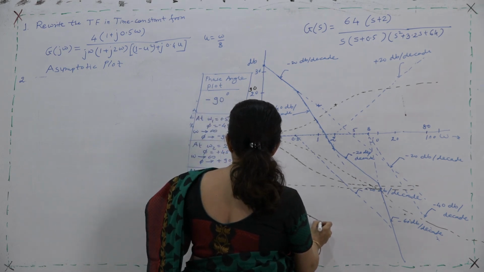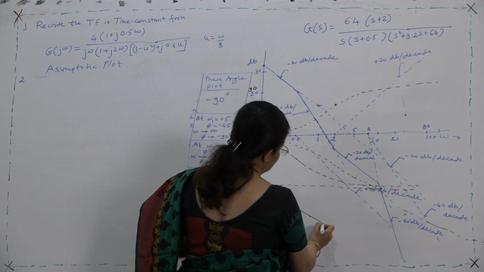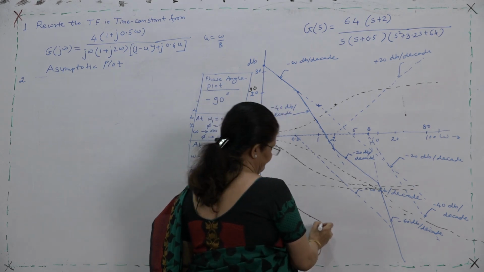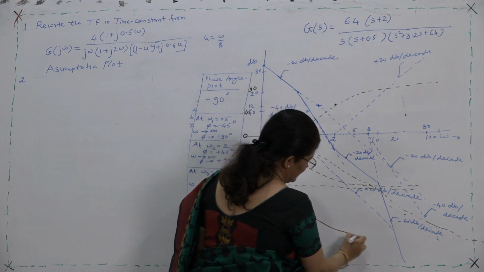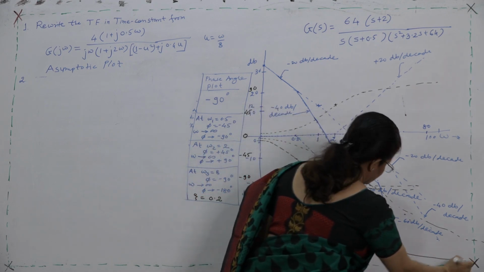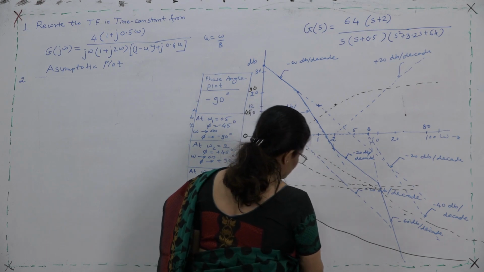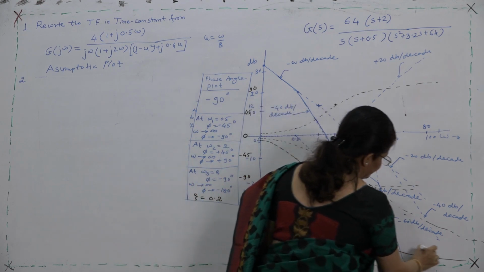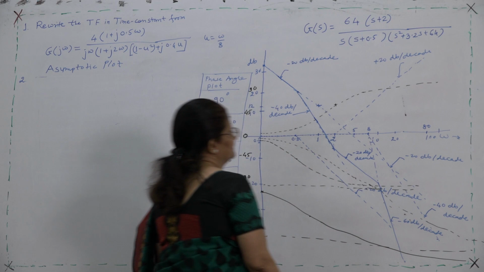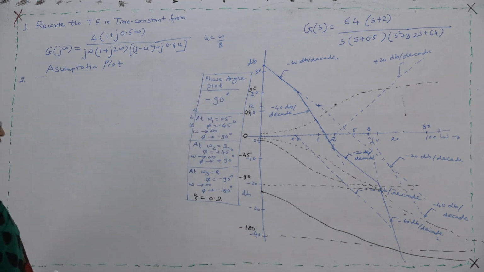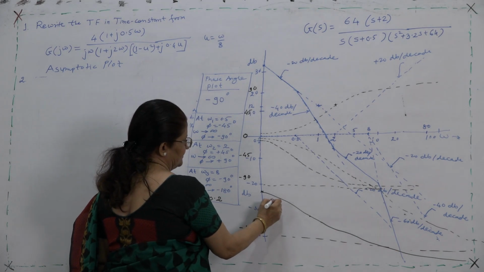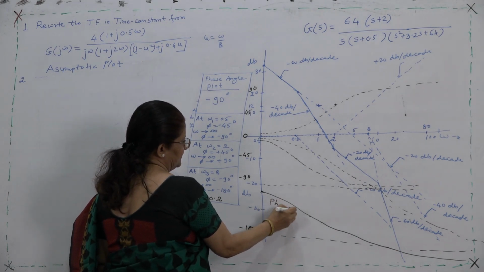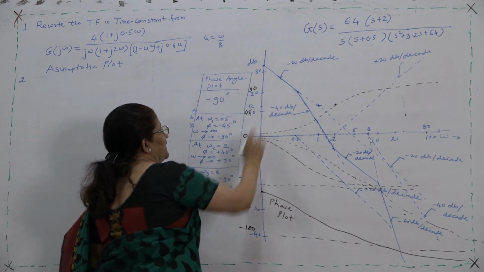As it is going to minus 180 and minus 90, it will cross minus 180 and go somewhere here. So, this is your minus 180 line. So, this is your phase plot. This is again an asymptotic plot. This is your magnitude plot.